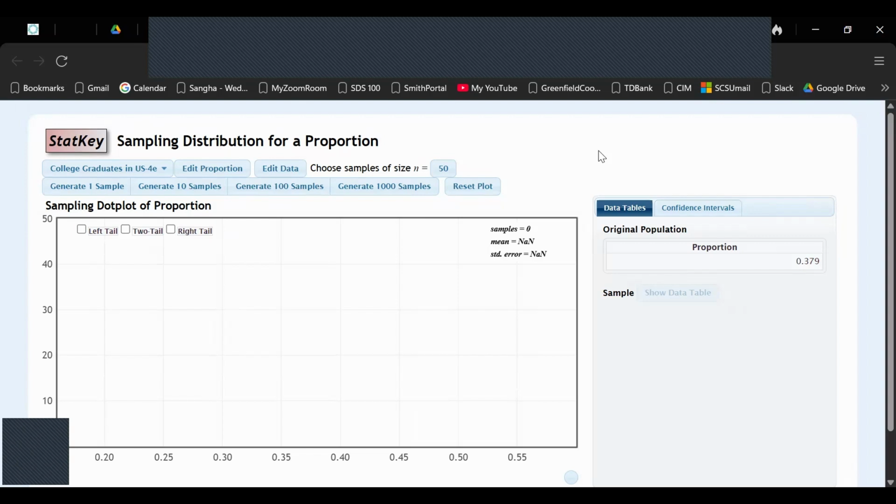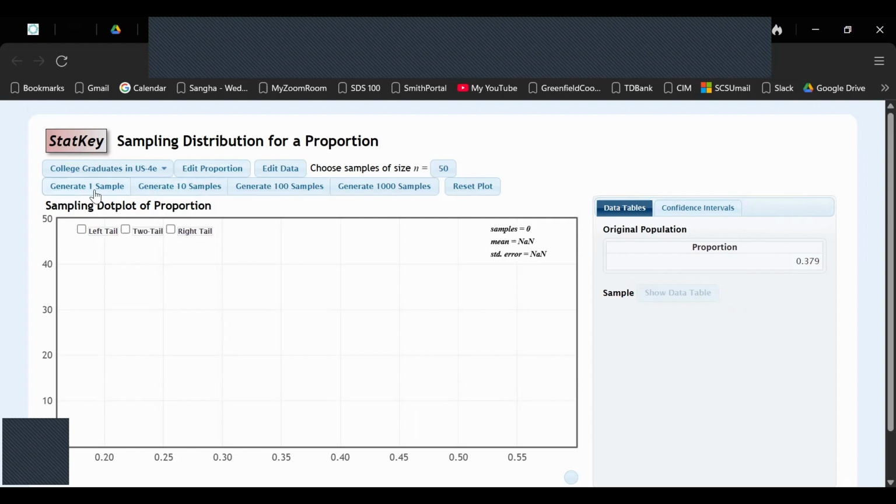Okay, so here we are back at StatKey, but now we're going to look at proportions. And so let's look at college graduates in the US. And notice that in the original population, the proportion is 0.379, or 37.9%. So now the idea is that we want to be able to take a sample and make a good inference, i.e., educated guess, about what is happening in the population when we don't know what the population number is.